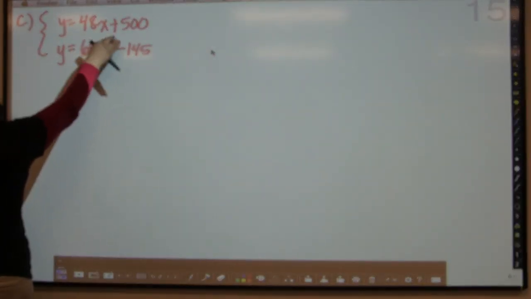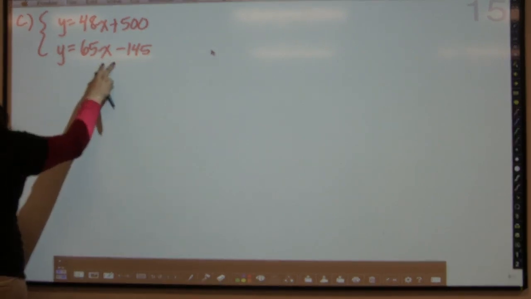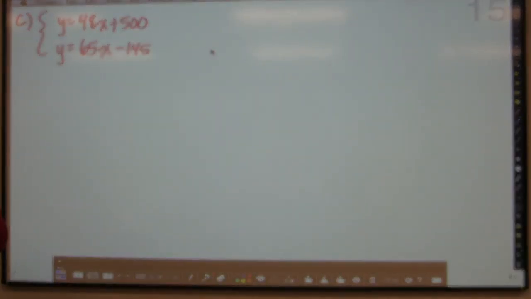So there's the first equation, where x is the number of customers. He also estimates that his income can be represented by y equals 65x minus 145. There's our second equation. And it says, how many customers will Alejandro need in order to break even? What will his profit be if he has 60 customers? So there's two parts to this question.